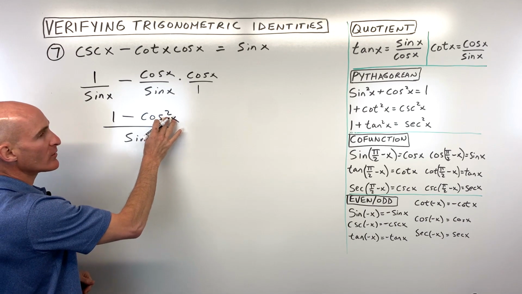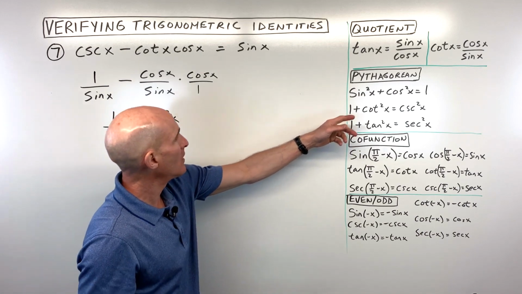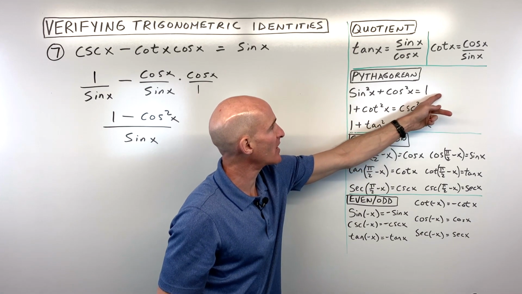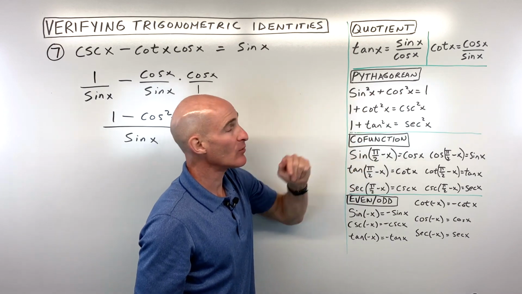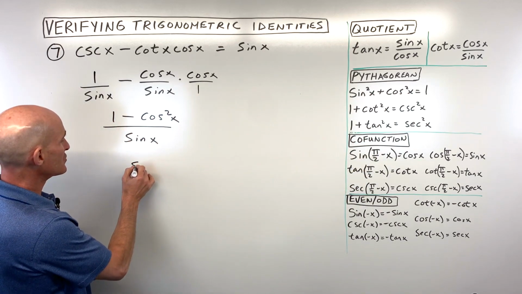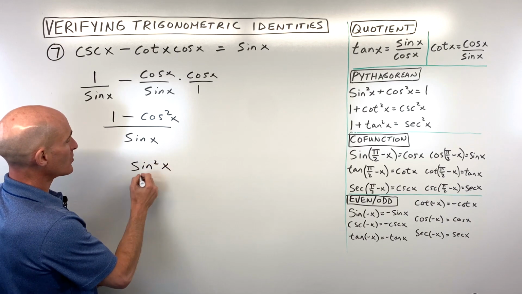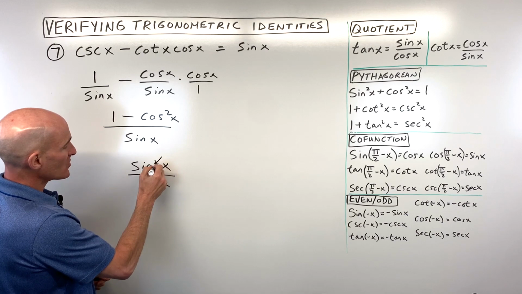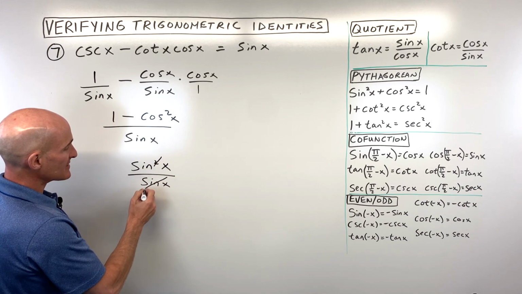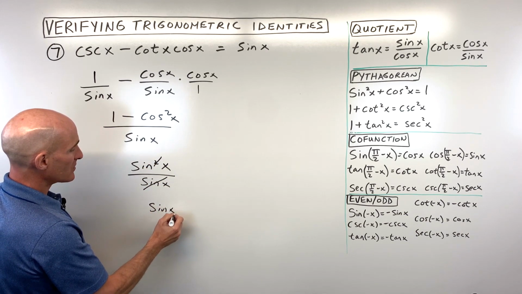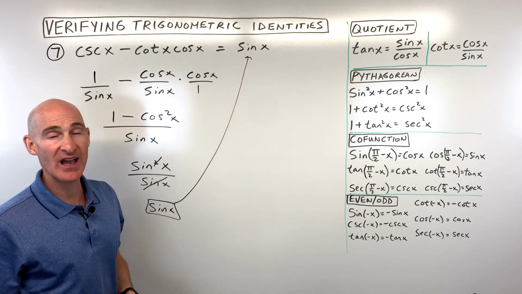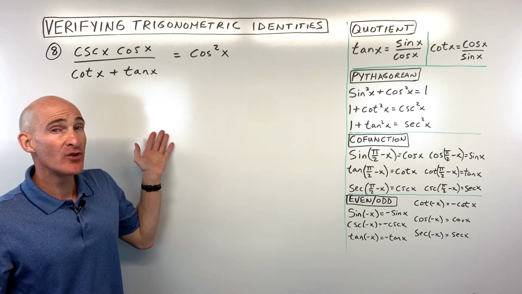Okay, now I see the one with the second degree, the squared. 1 minus cosine squared x. If I subtract the cosine squared x to the right side of the equation, that would be equal to sine squared x. So this numerator is sine squared x over sine x. One of these sine squareds in the numerator cancels with one of the sines in the denominator, leaving us with just sine x, which is what we were trying to prove, and you got it. Okay, see if you can do number 8.